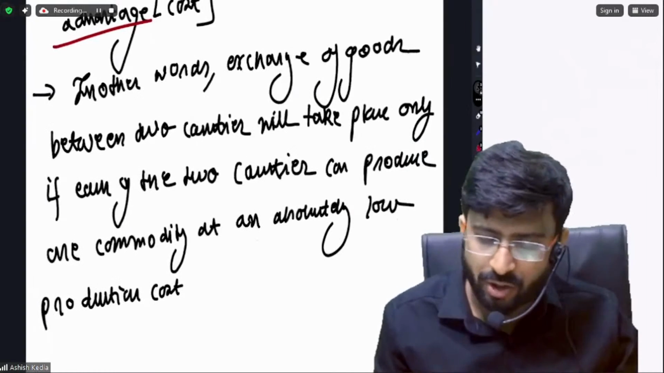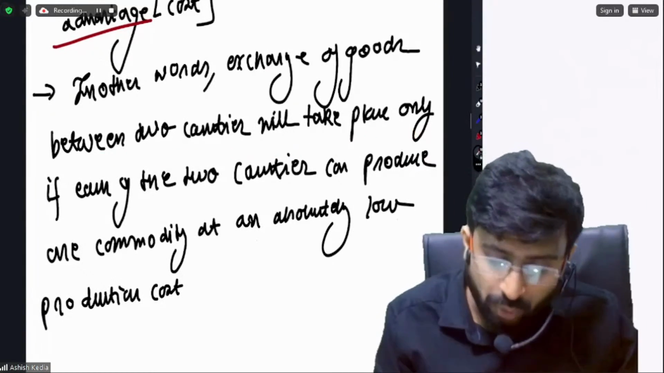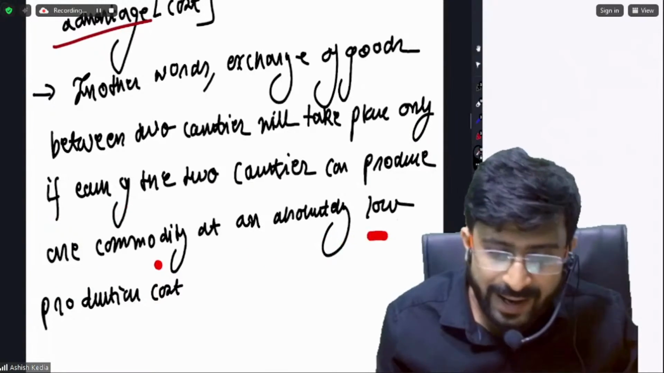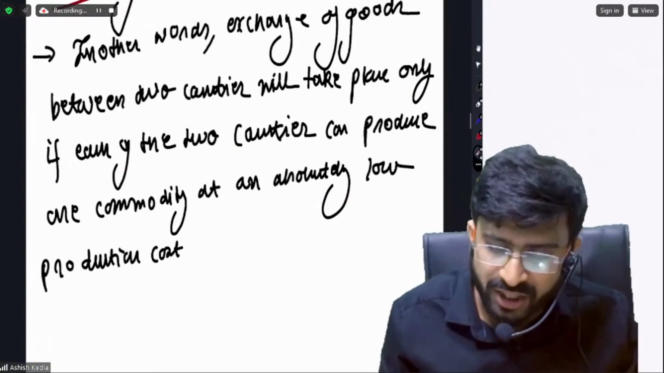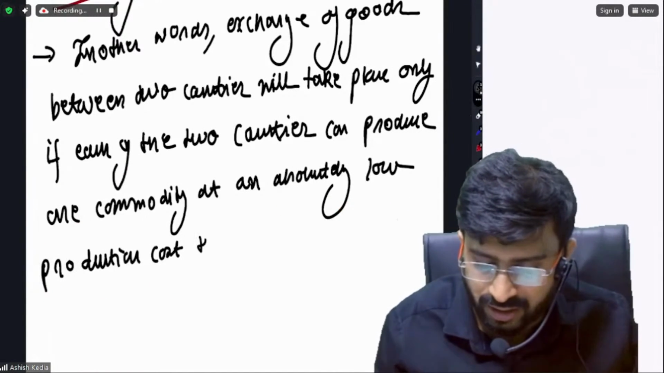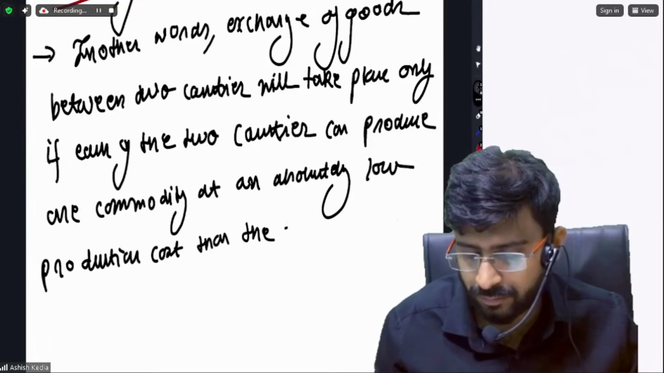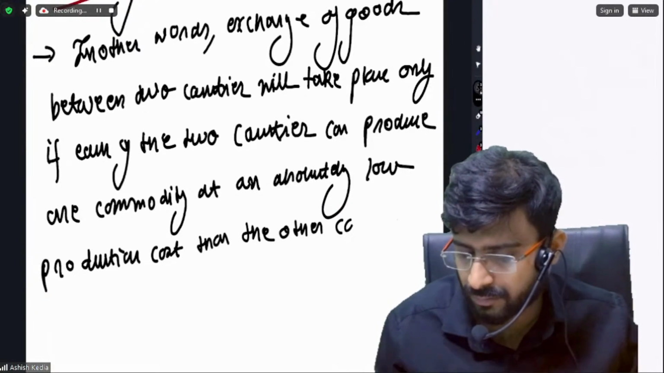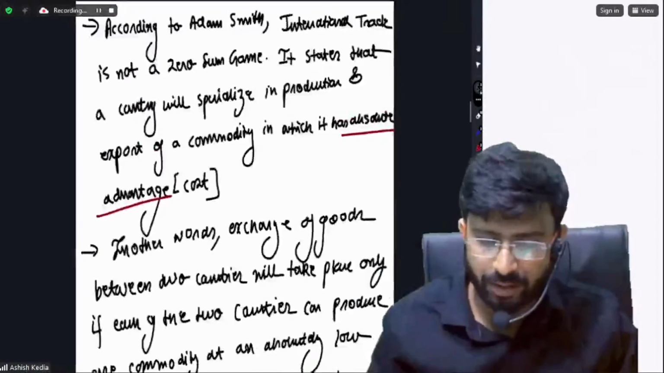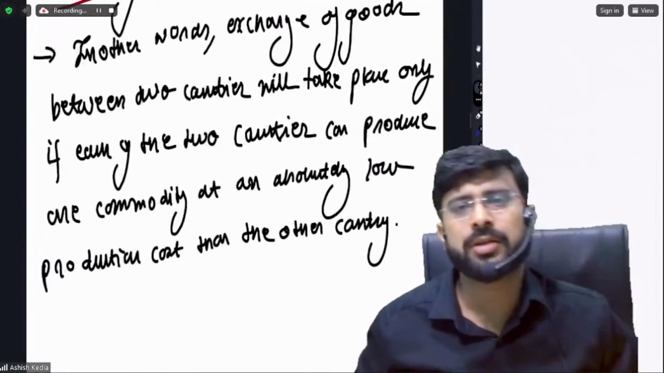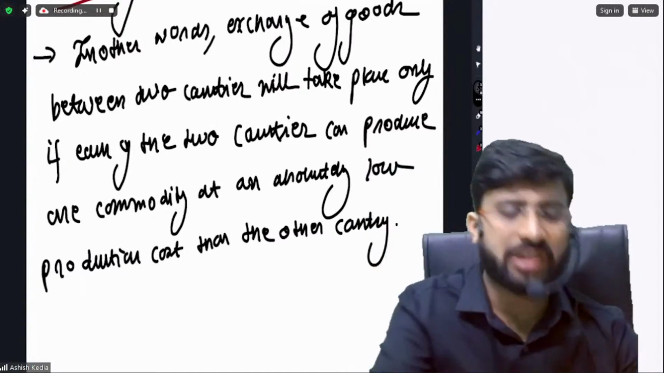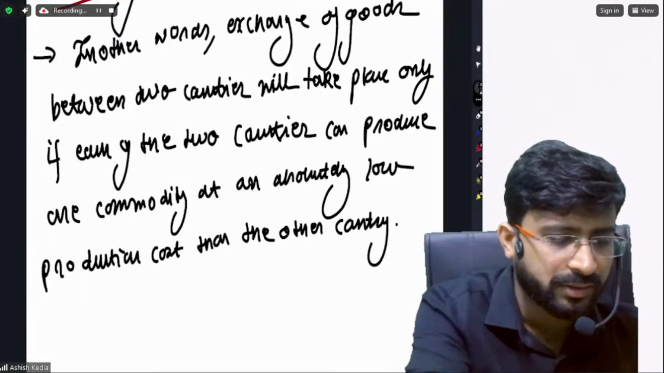In other words, exchange of goods between two countries will take place only if each of the two countries can produce one commodity at an absolutely low production cost than the other country. Then, only then. Is that clear, friends? Yes, export the strength and import the weakness.